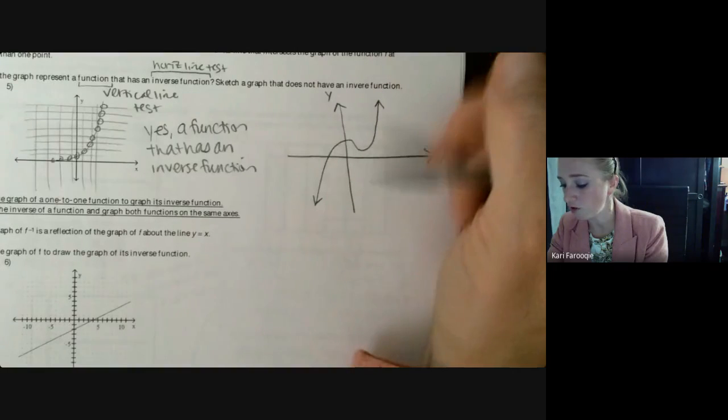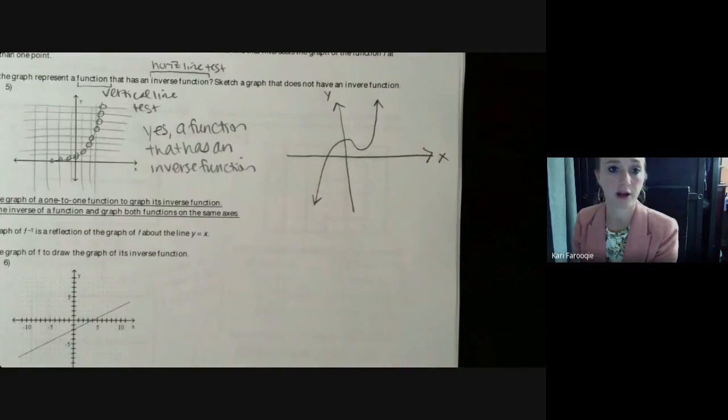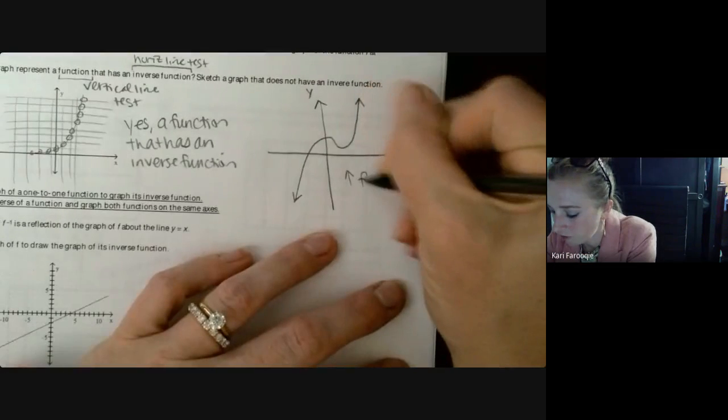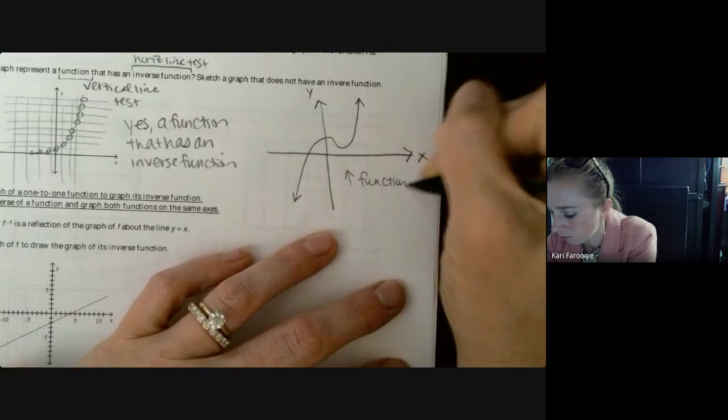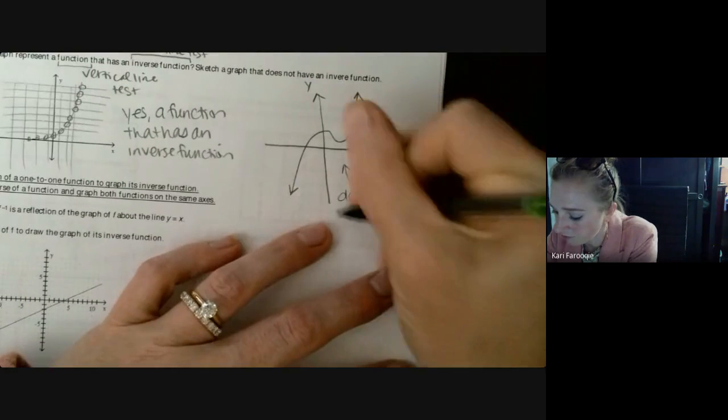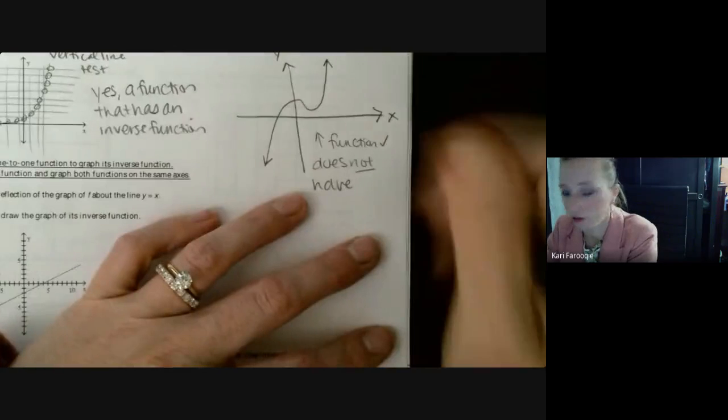So this is the graph of a function. It passes the vertical line test. There's nowhere that you'd be able to pass a vertical line through and have it hit the function more than one time. However, it does not pass the horizontal line test. So this would be a function, and we would say it does not have an inverse function.